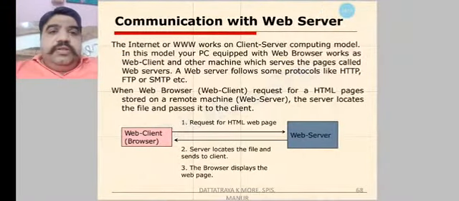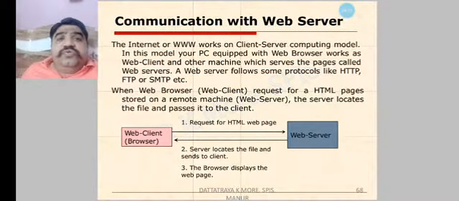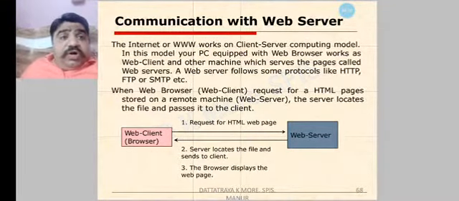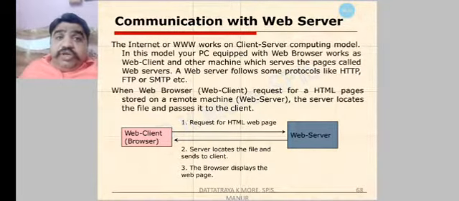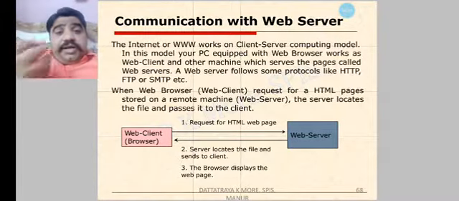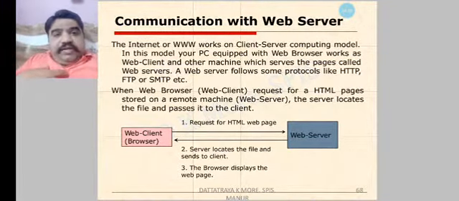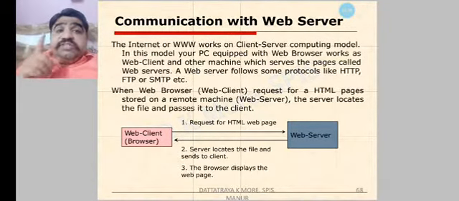Let us move ahead to see how communication with the web server works. The internet or WWW works on the client-server computing model. In this model, your PC equipped with a web browser works as the web client. We are the client because we are requesting from the server. We are taking something from the server. We are the receiver. And the other machine which serves the pages is called the web server.